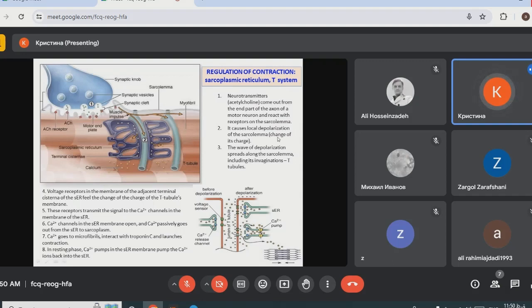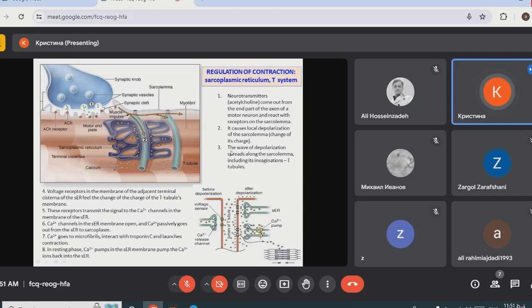Depolarization means change of its charge. In resting state, we have more positive charge outside, so here will be a lot of plus, and inside we have a lot of minuses. So negative charge inside the cell. Change of charge means that after the change we will have pluses inside and minuses outside. So depolarization means change of charge of the membrane.